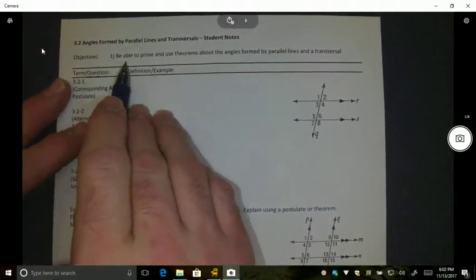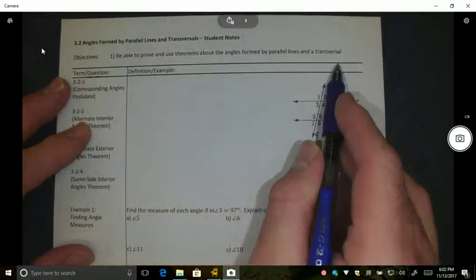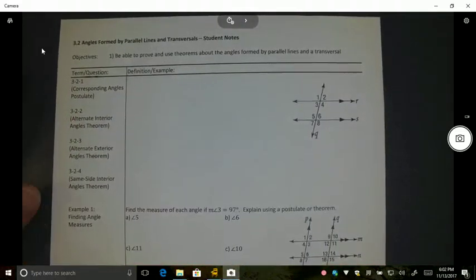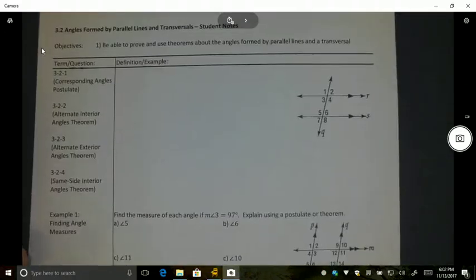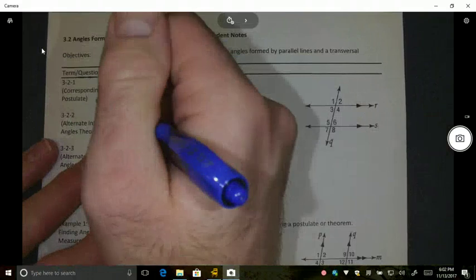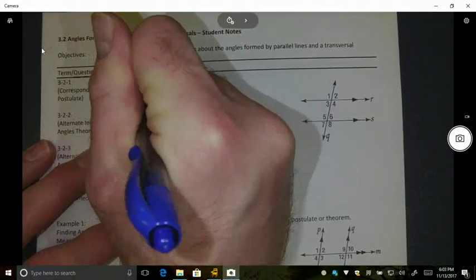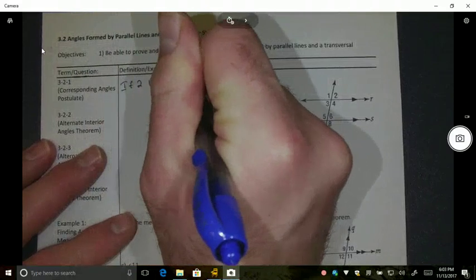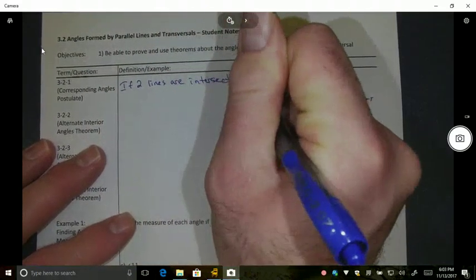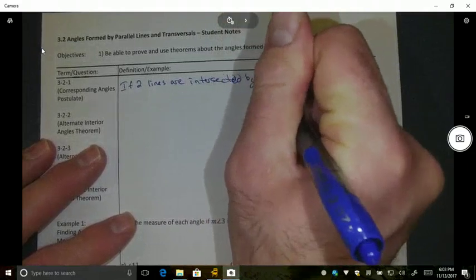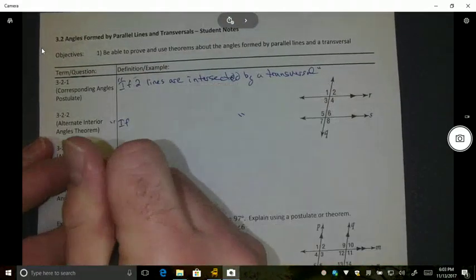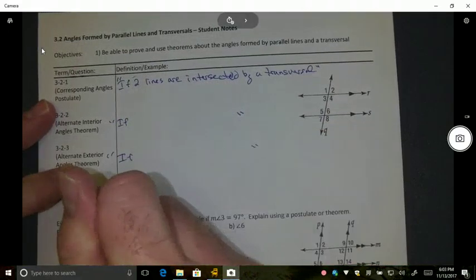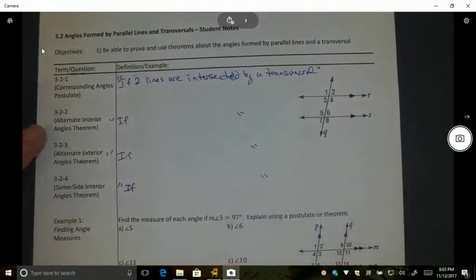The learning targets for this lesson are to be able to prove and use theorems about angles formed by parallel lines and a transversal. The corresponding angles theorem says, or postulate, it's not a theorem, it's a postulate, one of the things Euclid had to assume true to be able to prove the others, that if two lines are intersected by a transversal. I'm going to put that in quotes right now because that's how all of these are going to start. If two lines are intersected by a transversal.